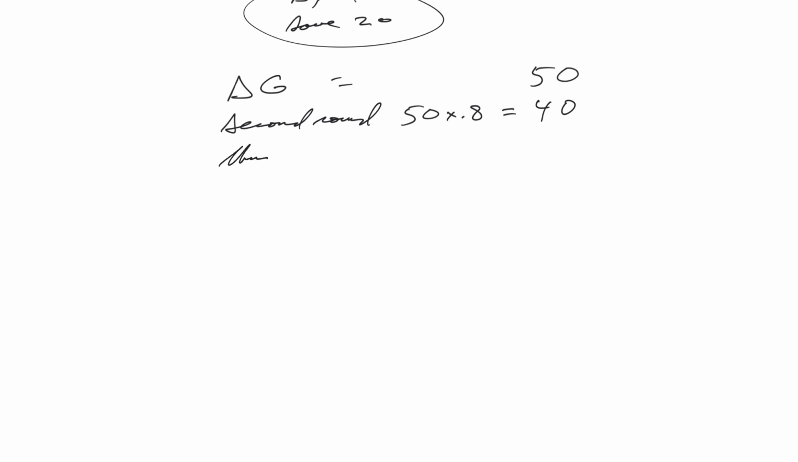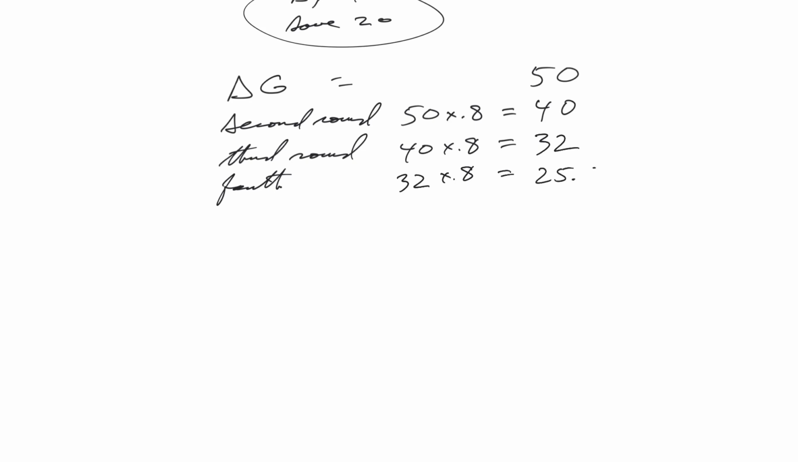And then that would be received as income, and then part of it saved, 80% of it spent. So the next round would be 32 in spending. And then the fourth round, that 32 is received as income, 20% of it saved, 80% of it spent, and that is 25.6 being spent.